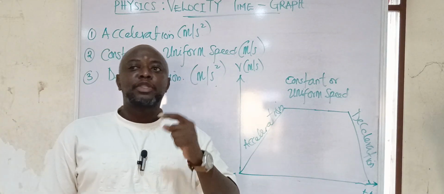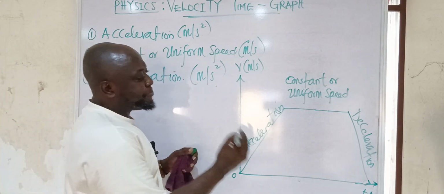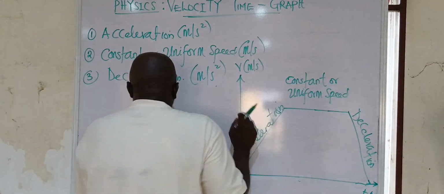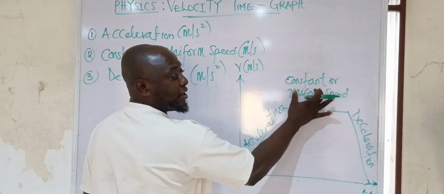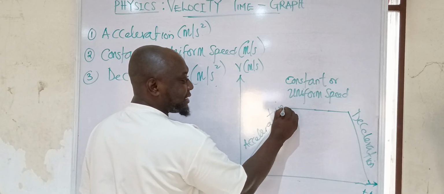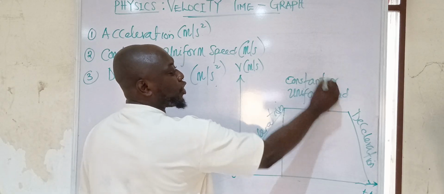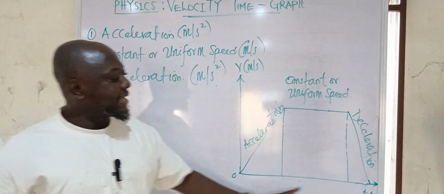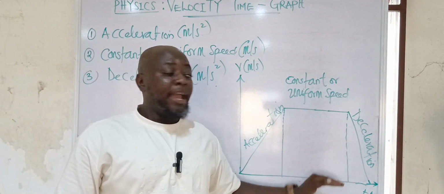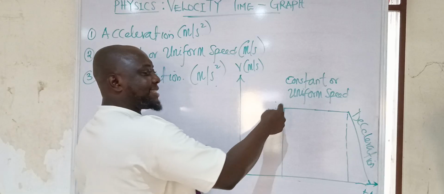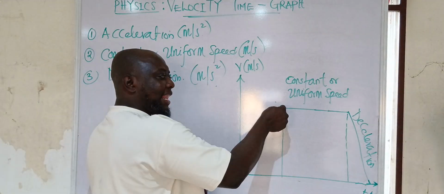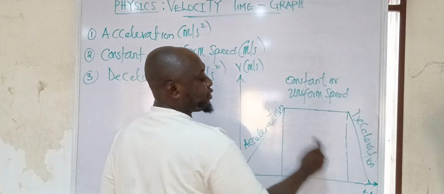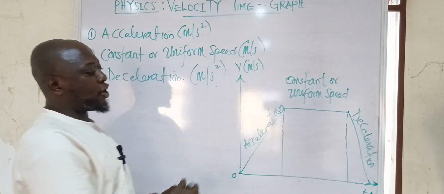Also, what do you also need to note? Note that the speed is the relationship between the constant or uniform speed and the time. That means I'm talking about the time now. For you to calculate the time, there is always a line that will come from the constant speed to the time. Now, this is the concept.